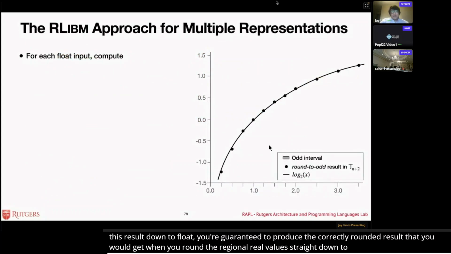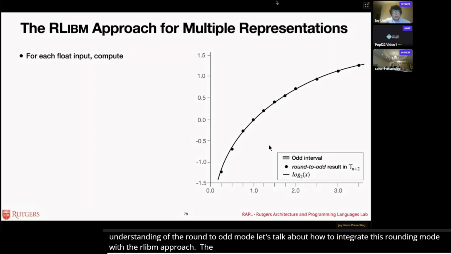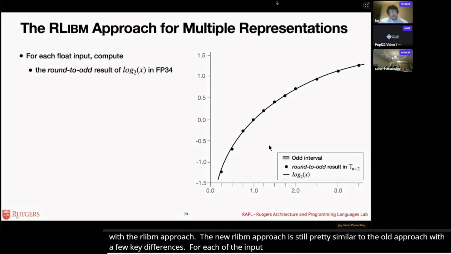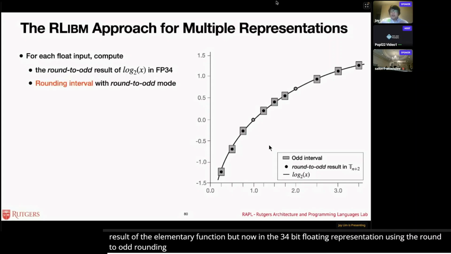Now, with the understanding of the round to odd mode, let's talk about how to integrate this rounding mode with the RLibM approach. The new RLibM approach is still pretty similar to the old approach with a few key differences. For each of the inputs, we're still going to compute the correctly rounded result of the elementary function, but now in the 34-bit floating point representation using the round to odd rounding mode. And for each of the correctly rounded results, we're still going to compute the rounding interval, but now in the context of the round to odd mode.